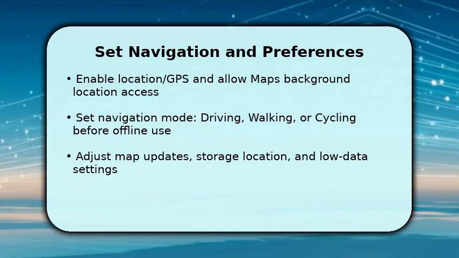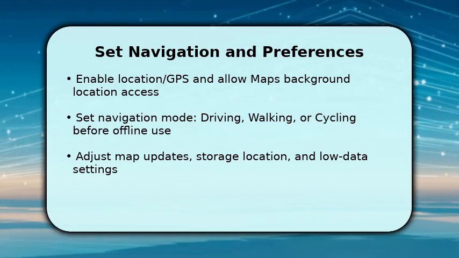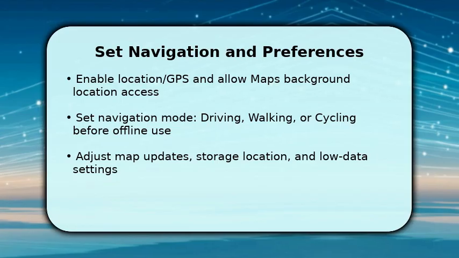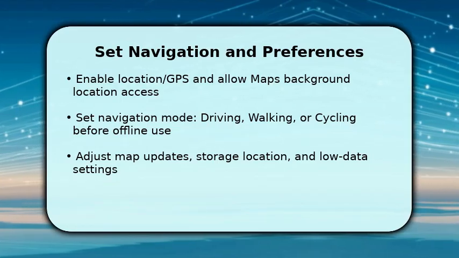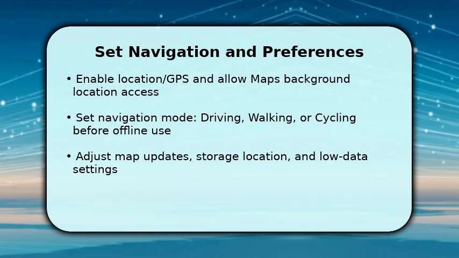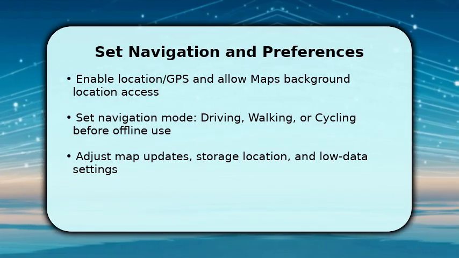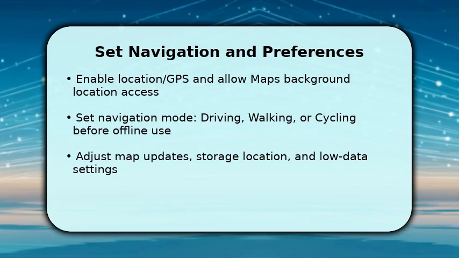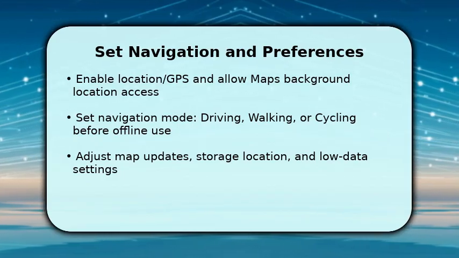Next, open the offline map and set your navigation mode, driving, walking, or cycling, because routing preferences affect which roads are prioritized. Make sure to adjust offline settings, automatic updates when on Wi-Fi, and preferred storage if on external SD. These steps ensure the app recalculates routes using offline tiles and keeps data current for accurate guidance.